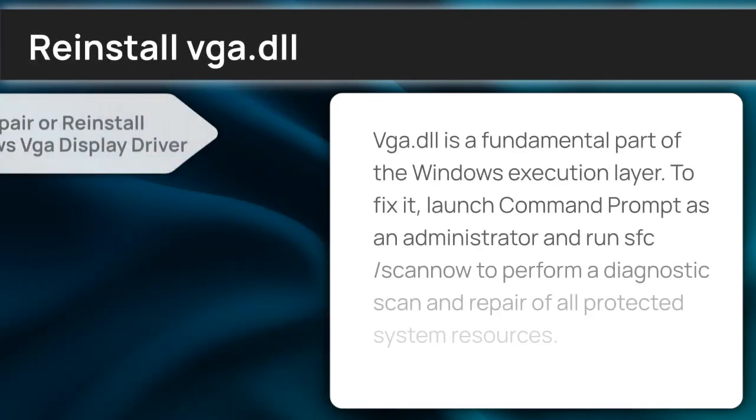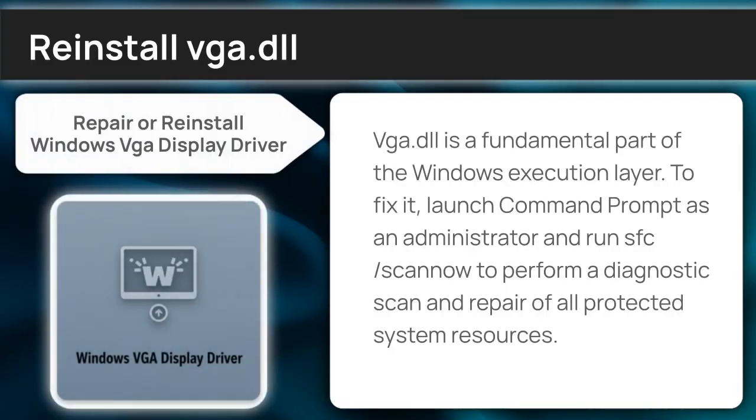VJ is a fundamental part of the Windows execution layer. To fix it, launch Command Prompt as an administrator and run sfc /scannow to perform a diagnostic scan and repair of all protected system resources.